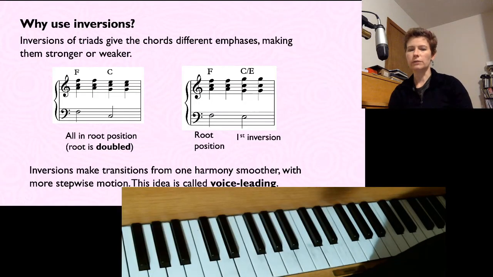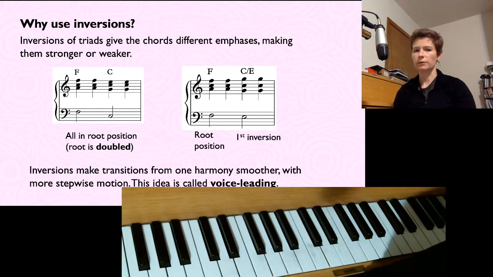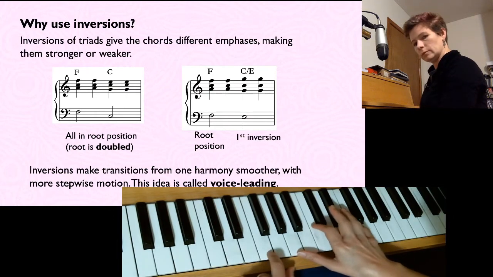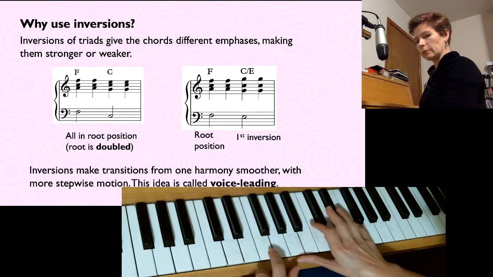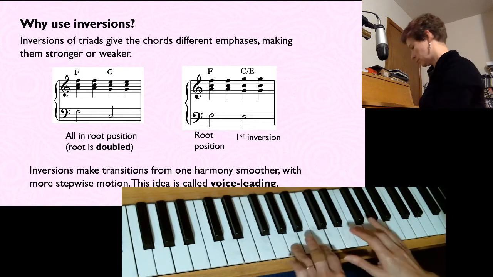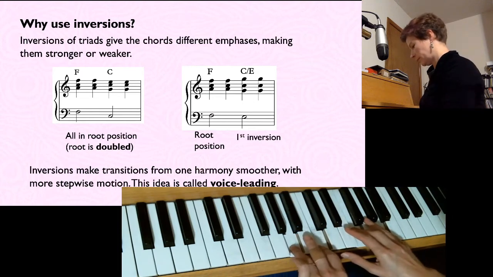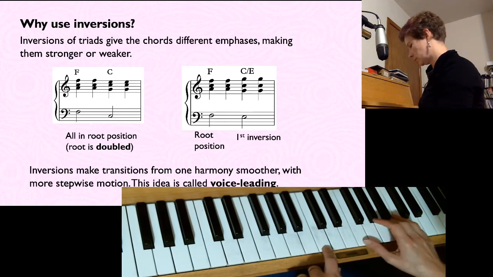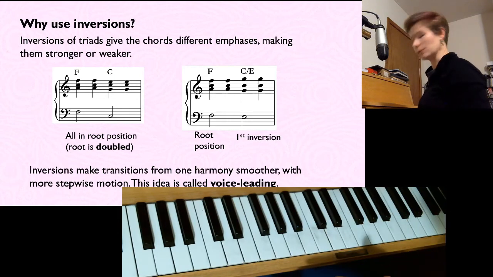So why use inversions at all? Why not just write all of your chords in root position all of the time? The main reason is because different inversions give different emphases to different chords. Generally speaking, if I play a chord in root position with my root in the bass, it's going to sound strong and conclusive. Less so if I play it in first inversion, and even less so than that if I play it in second inversion. Compare these versions.